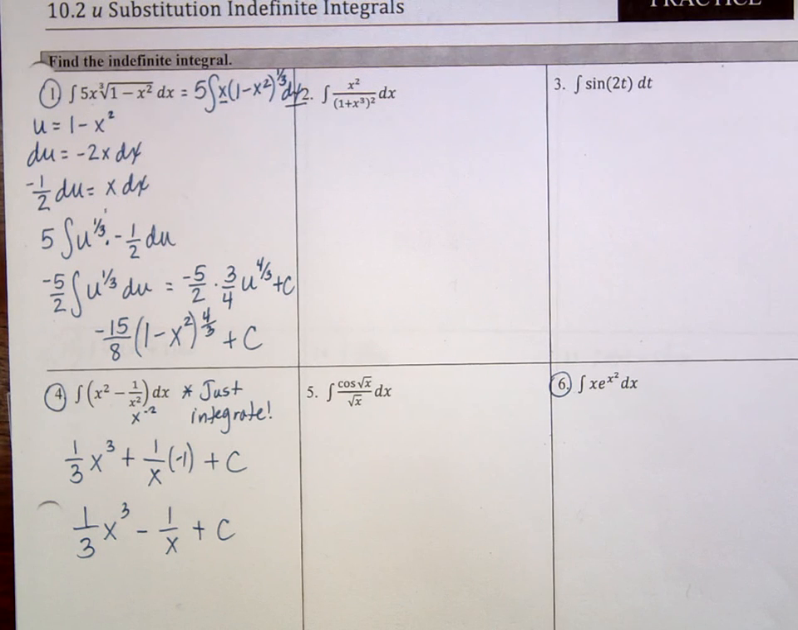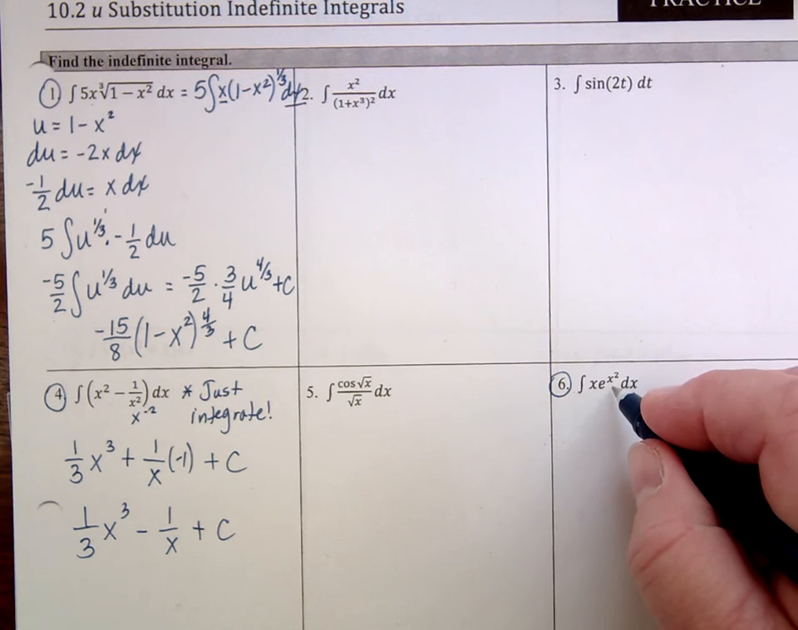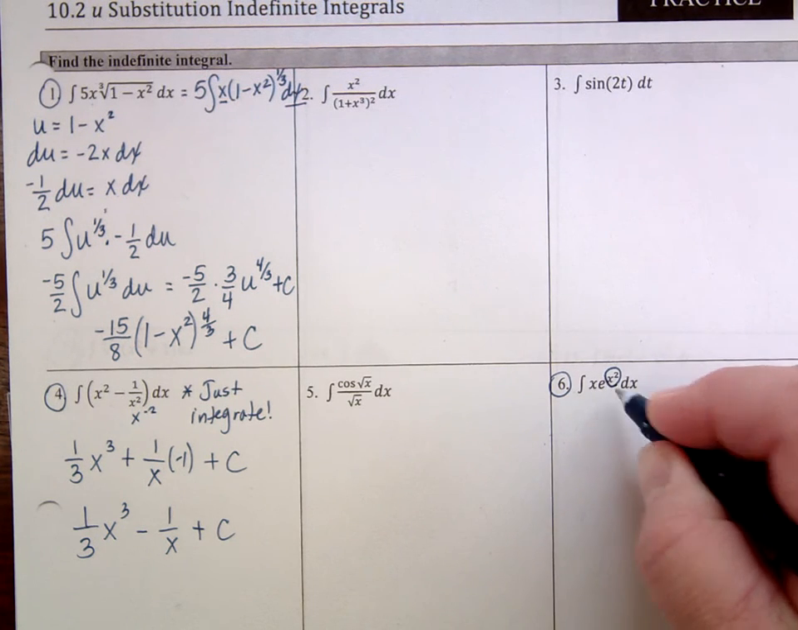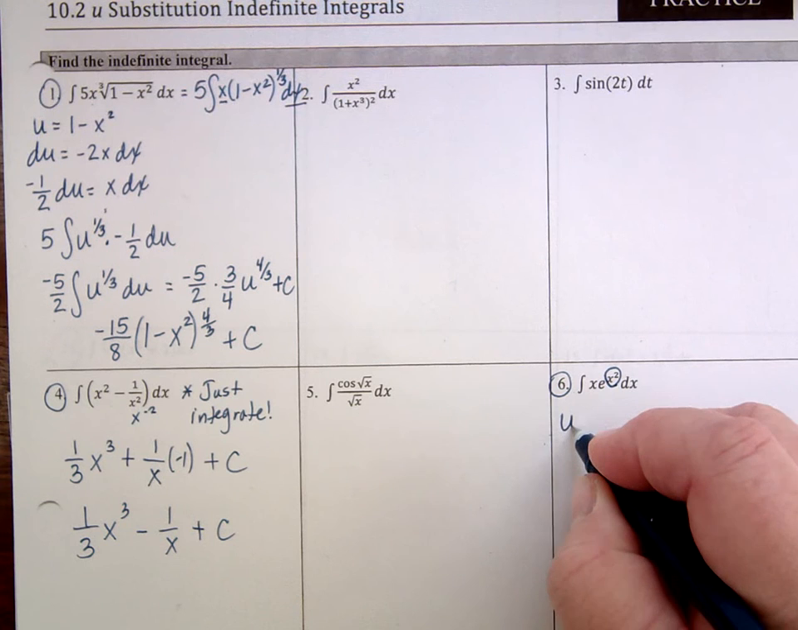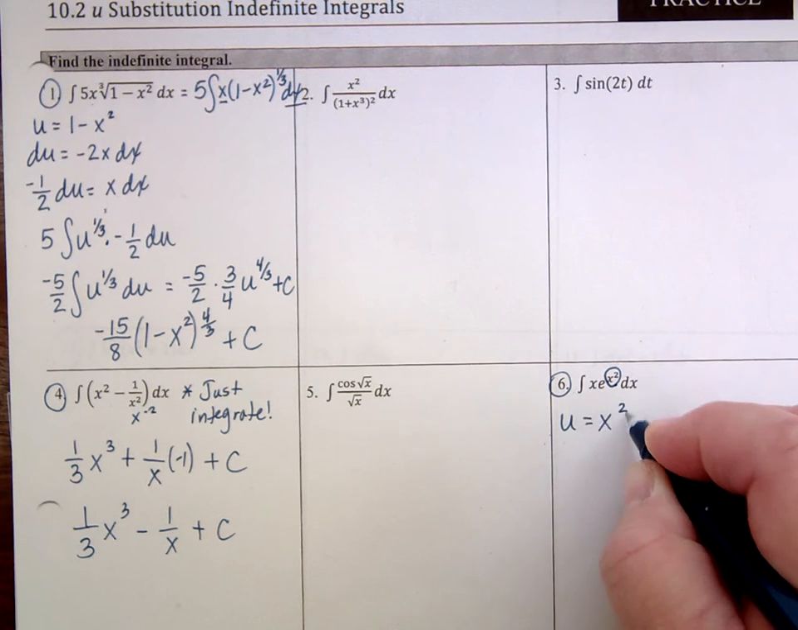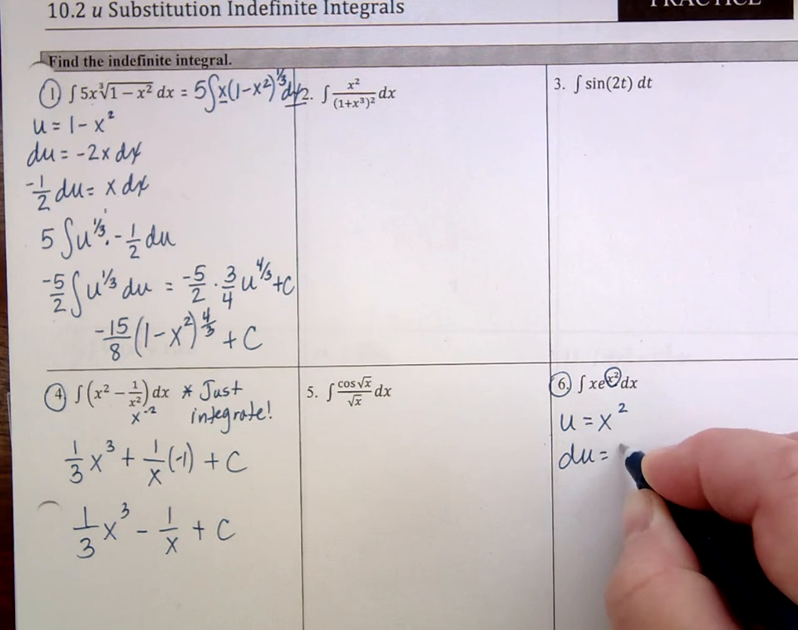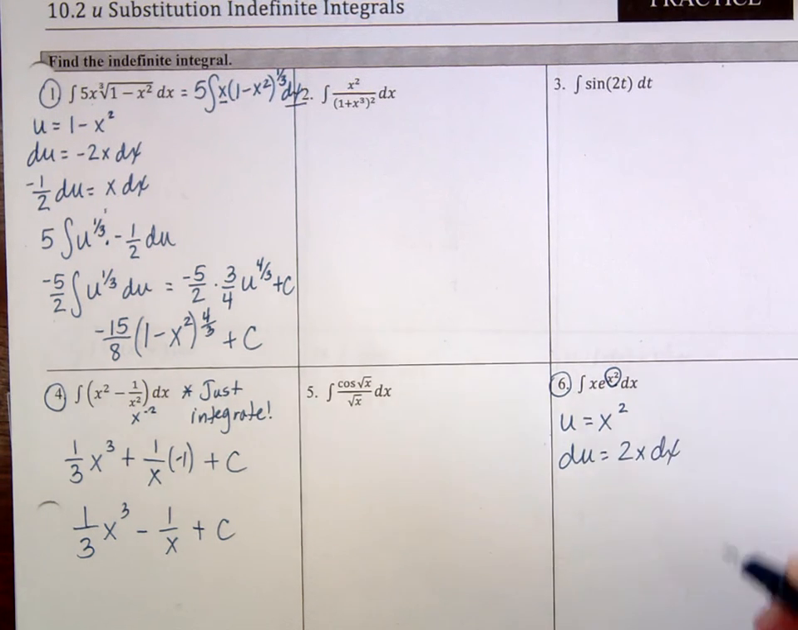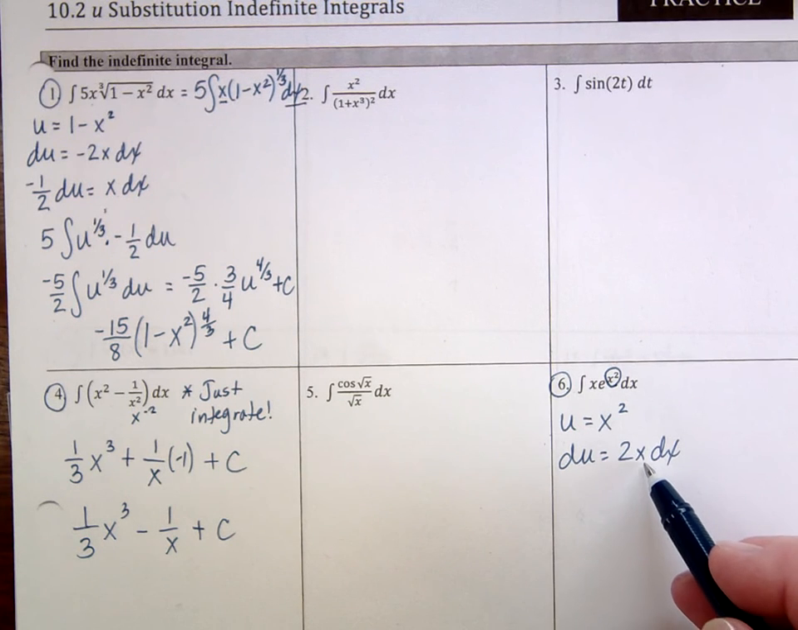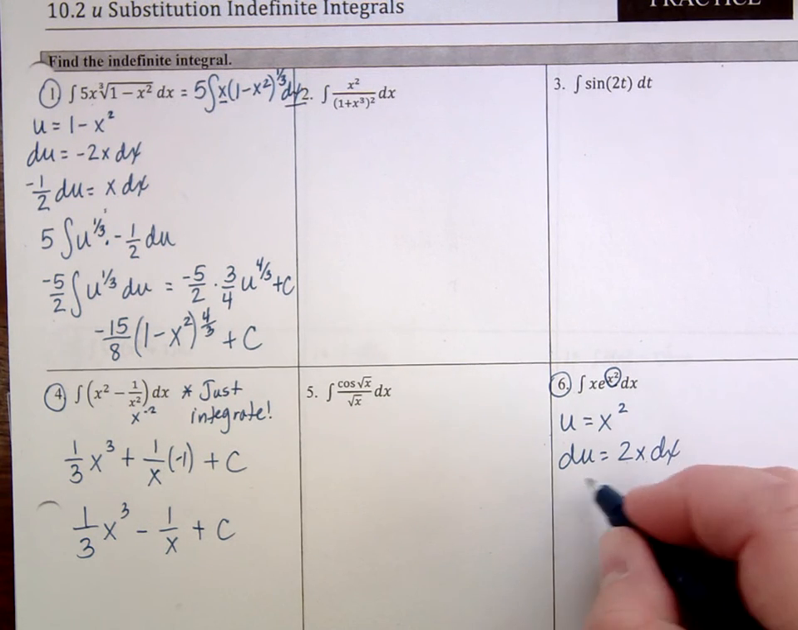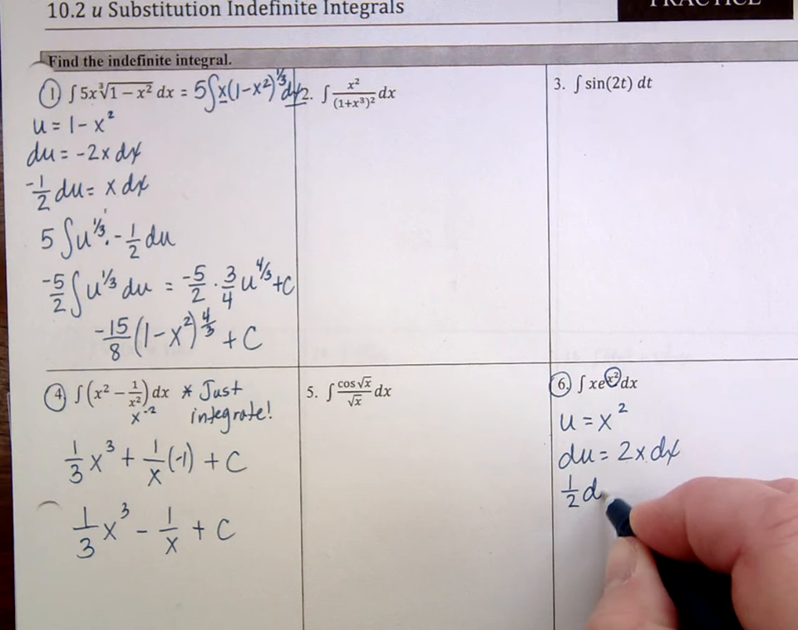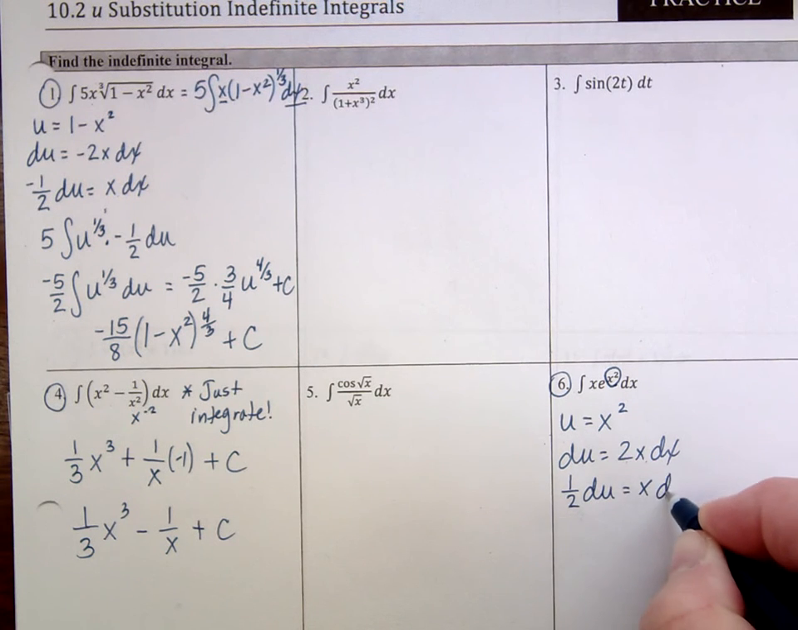All right, number 6 was the next one I chose because it's kind of hard to figure out what your u would be. But the u is going to be the power on the e. This power here is going to be your u. u equals x squared. That means that du equals 2x dx. If I look back here, I have an x dx, I don't have the 2, so I'm going to divide that over on this side, making 1/2 du what x dx equals.